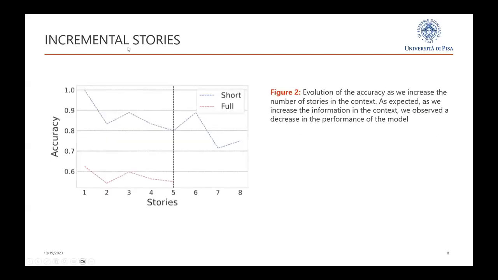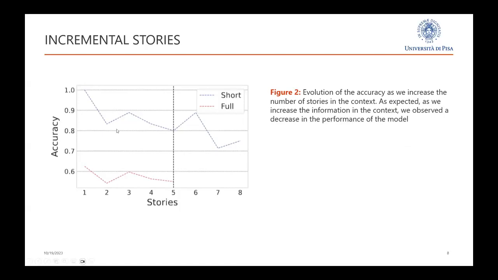So this graph mostly shows the accuracy with the introduction of new stories. When we use the short stories, we have a longer context because it consumes fewer tokens, and the performance is not the best, but it degrades over time. But with the full stories, which consume more tokens than the short stories, the performance isn't high in the beginning, and it also degrades really fast.